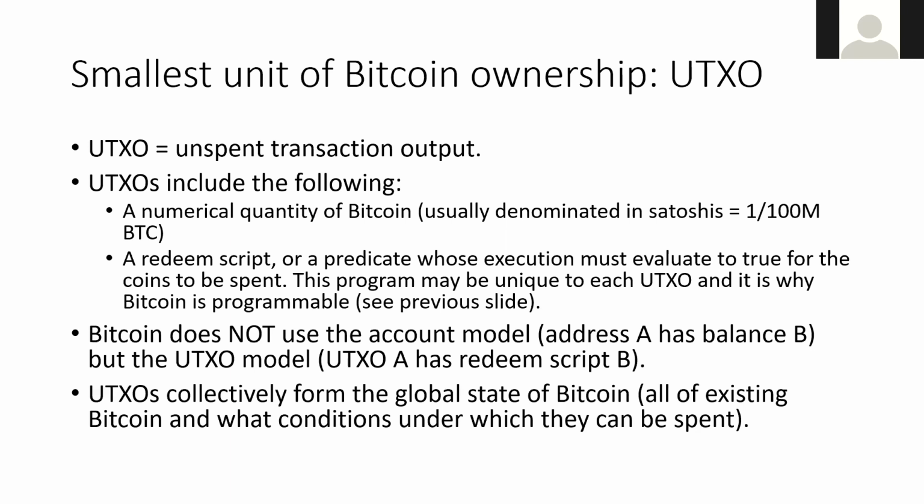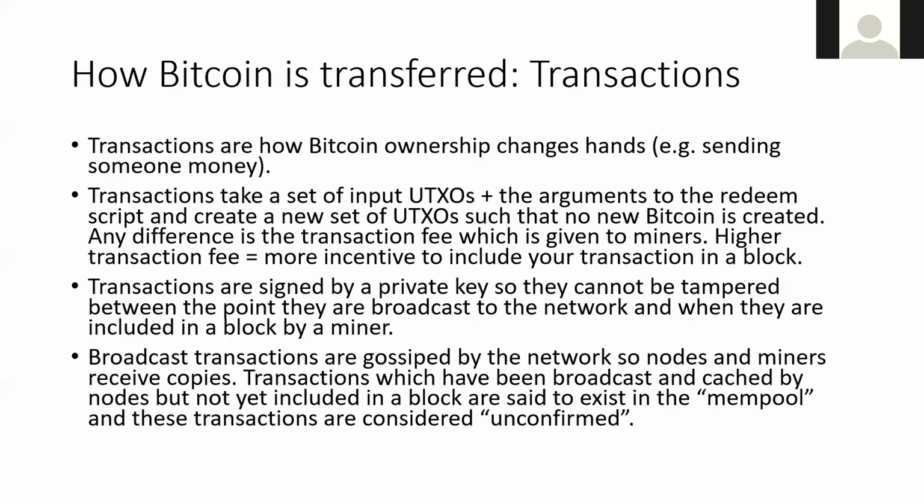So UTXOs collectively form the global state of Bitcoin. You can very easily validate all the Bitcoins that have ever been created on your full node in a fraction of a second. This is actually not possible with gold, and also not possible with national currencies.